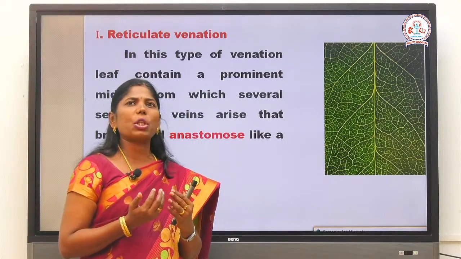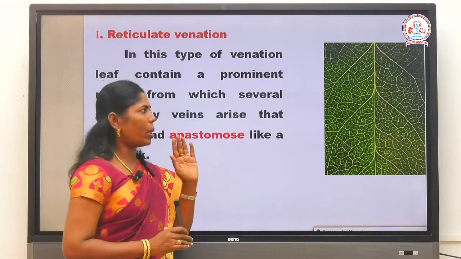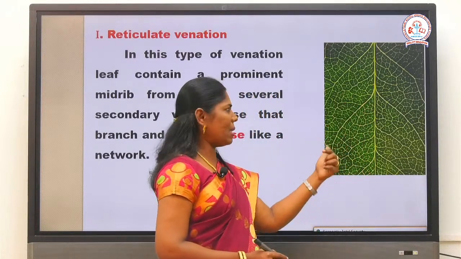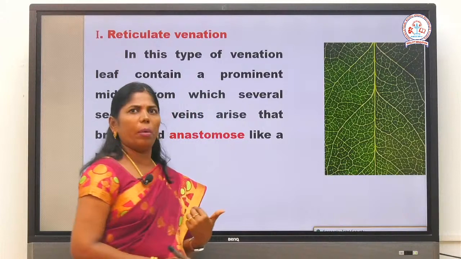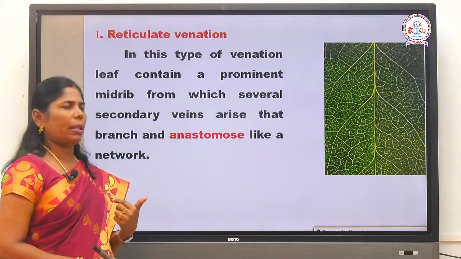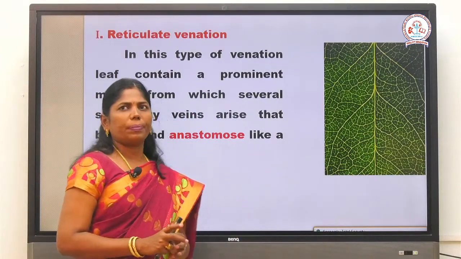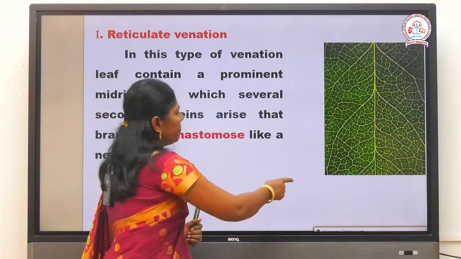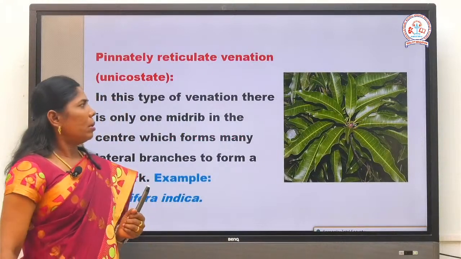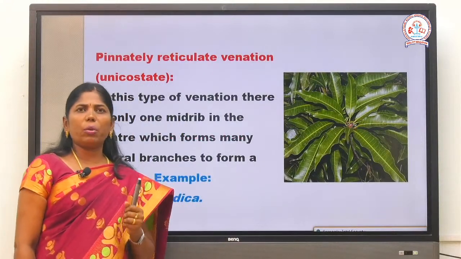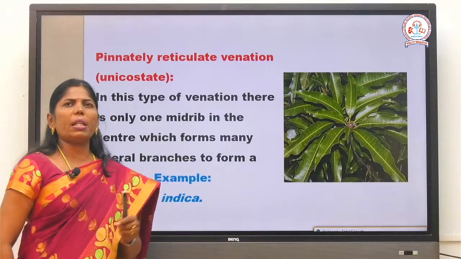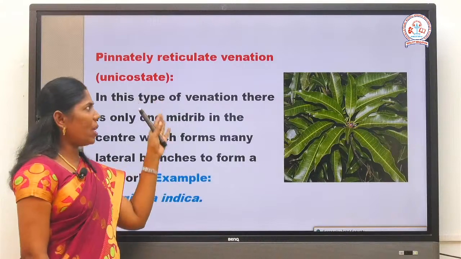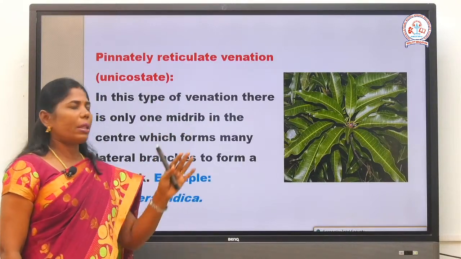அதனால தான் இதுக்கு என்ன பேர், reticulate venations அப்படினு சொல்றோம். So what are the conditions? Main prominent midrib இருக்கும், அதில இருந்து lateral veins, lateral veins இருந்து secondary veins, tertiary veins are formed, okay. So that is anastomosing, it is a net-like structure, look like a net மாதிரி இருக்கிறதுனால தான் reticulate venations அப்படினு சொல்றோம். So actually venations are divided into one, reticulate venation, another one is parallel venation, okay. So reticulate venations are again divided into other types.